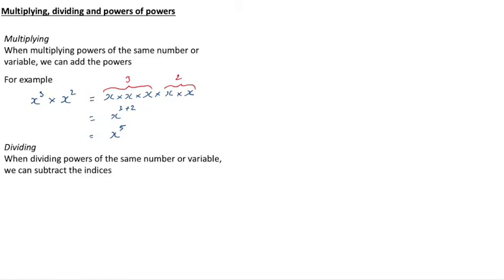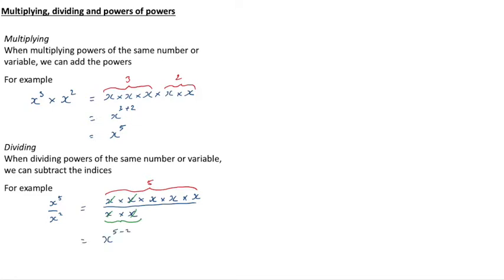Dividing. When we're dividing powers of the same number or variable, we can subtract the indices. So as an example, we've got x to the power of 5 over x squared. That means we have x times x times x times x times x for the numerator and x times x for the denominator. So we've got 5 on the top and 2 on the bottom, so the 2 on the bottom cancel with 2 of the ones on the top, leaving the 3, which is why we can say this is x to the 5 minus 2, and therefore x cubed.